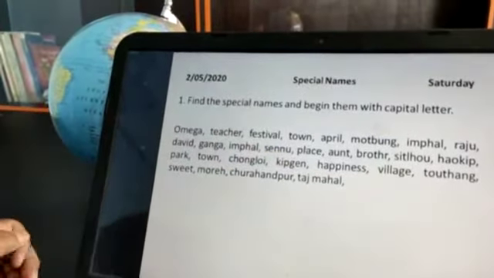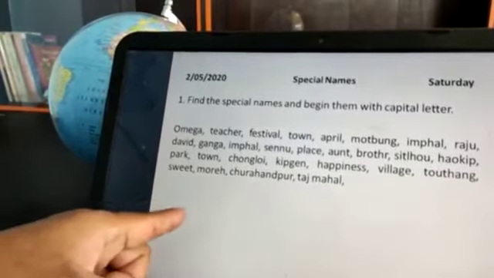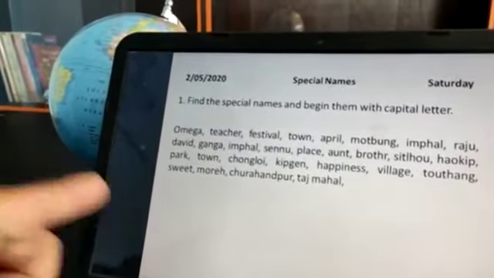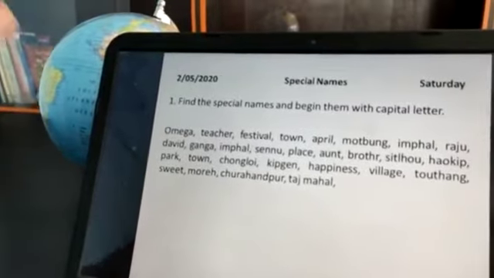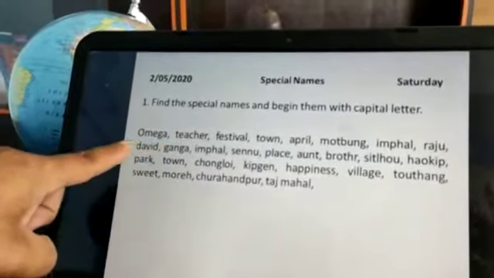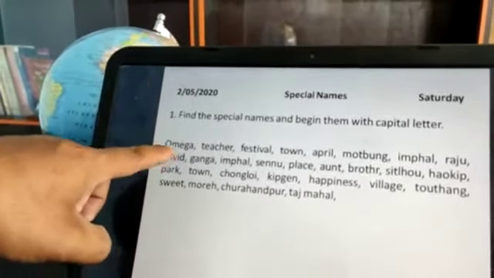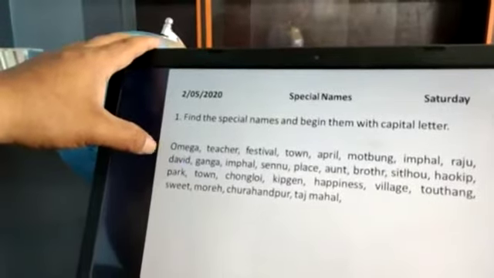Okay, so parents, please help your children to write down, let them write down, and then they should change the spellings, I mean the letters. Like Omega.